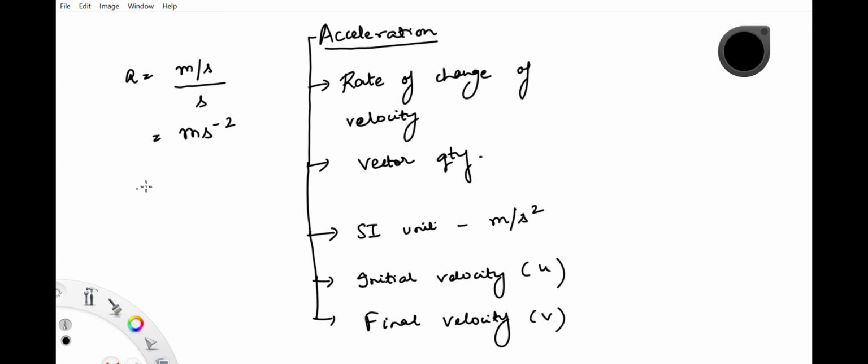So again, mathematically you can write acceleration as rate of change, which is final velocity minus initial velocity upon time. Very simple.